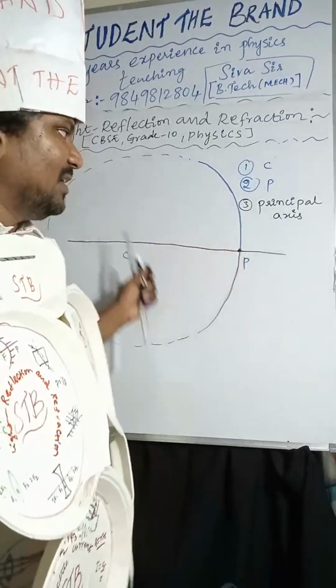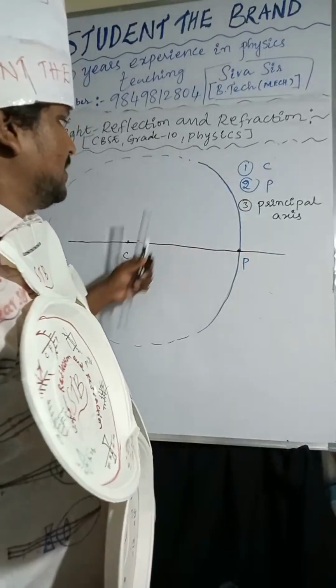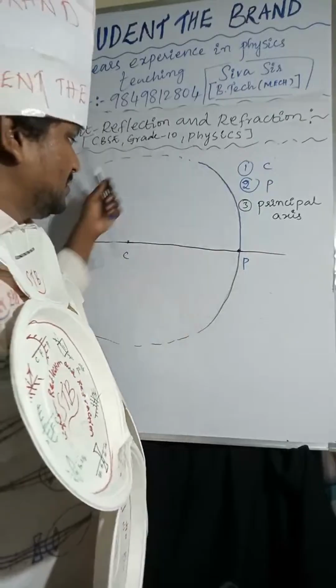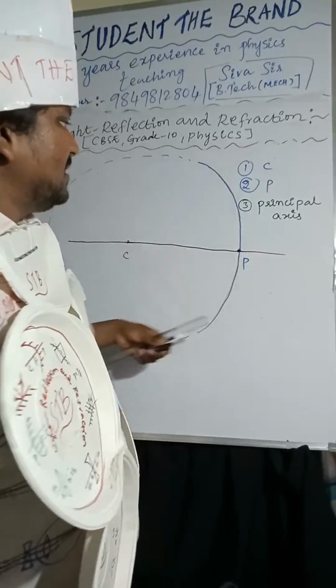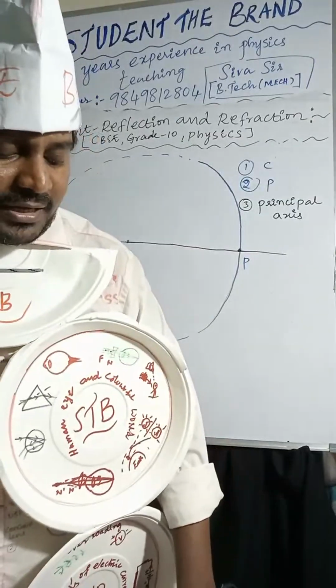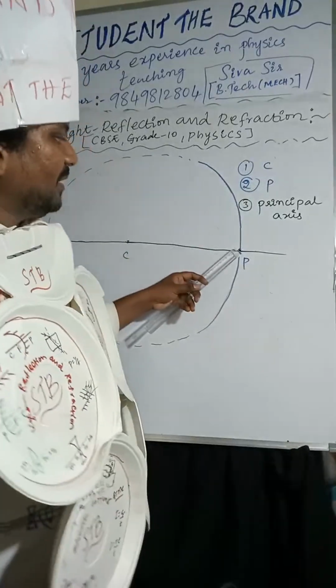The center of the imaginary sphere of which the mirror is a part is called the center of curvature. And one more thing, the midpoint of the mirror is called the pole.